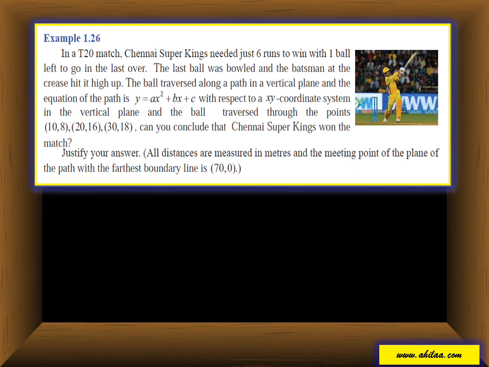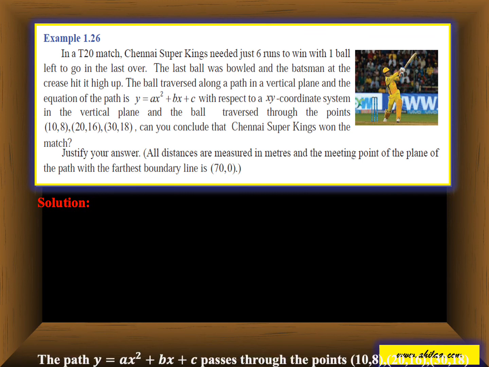Can you conclude that Chennai Super Kings won the match? Justify your answer. The point in bracket: all distances are measured in meters, and the meeting point of the plane of the path with the farthest boundary line is the ordered pair (70, 0). Interesting problem. Let us see the solution.